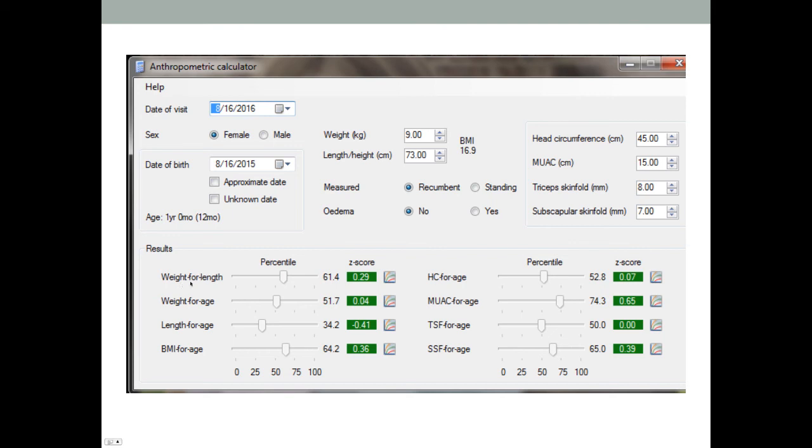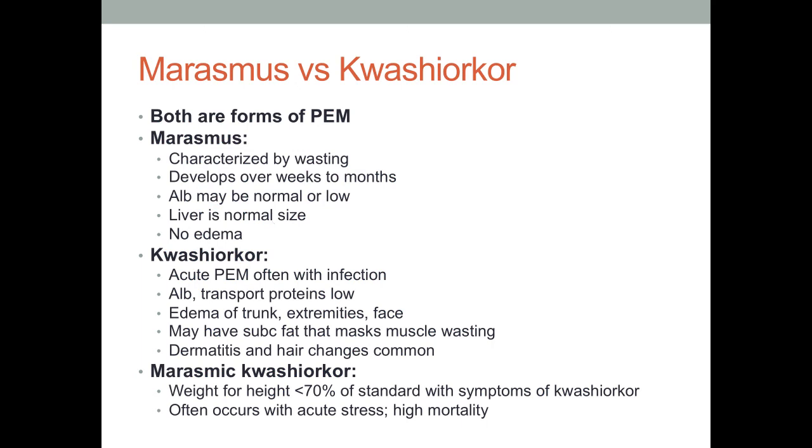So weight for length, you can see this child is 0.29, so they're just fine, they're in the green. Their weight for age is a 0.04, still in the green. Length for age, BMI for age, all of that looks good. But if you had a child who's at nutritional risk and you put these in, it would tell you what that Z-score is and what their level of risk was.